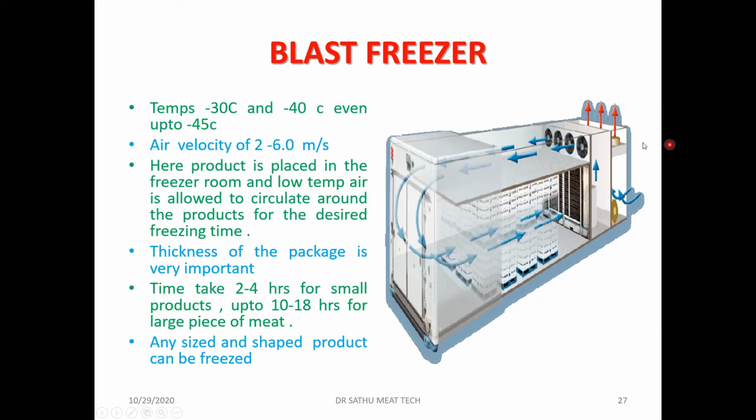What is the advantage? As I told, in the plate freezers we can go only with uniform size and uniform shape. Here it is not like that. Any shape or any size of product, we can freeze. That is the main advantage of the blast freezer. Even a carcass as a whole, cutlets, sausages, any shape and any size you can freeze. That is the main advantage of blast freezers compared to plate freezers.